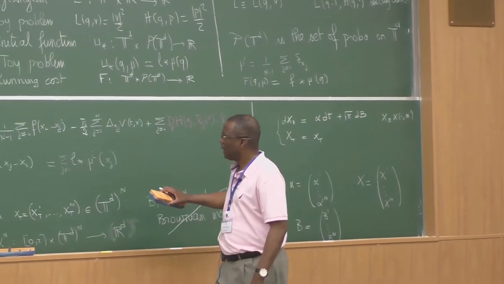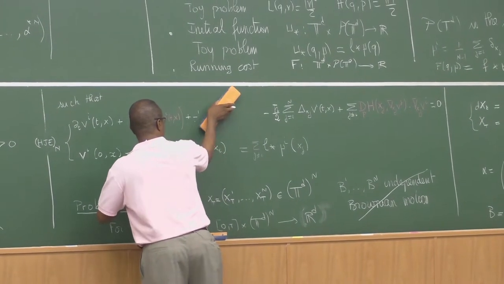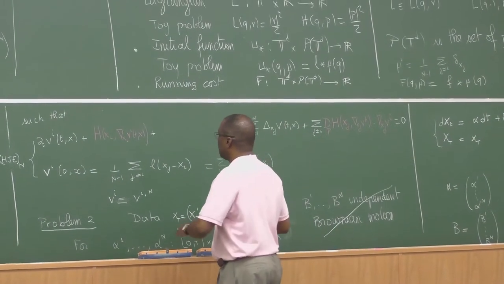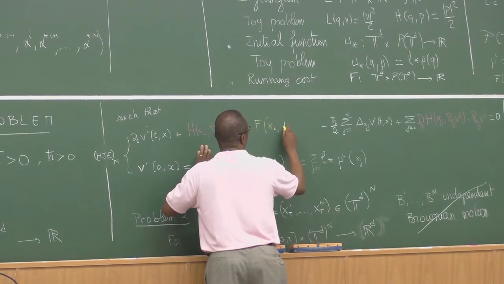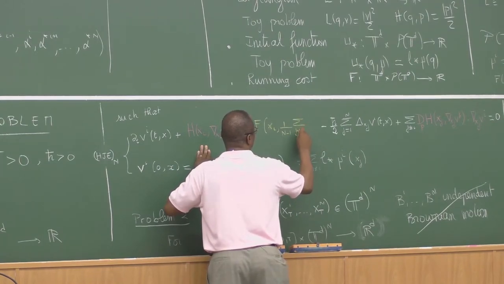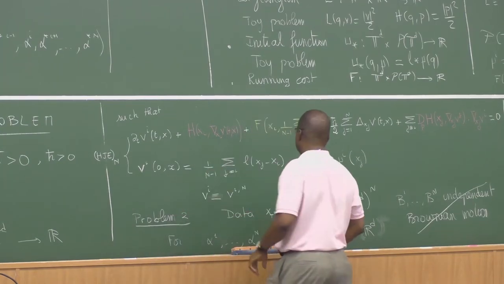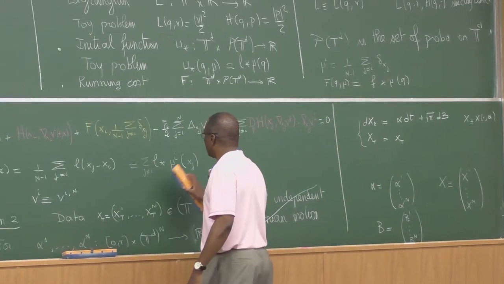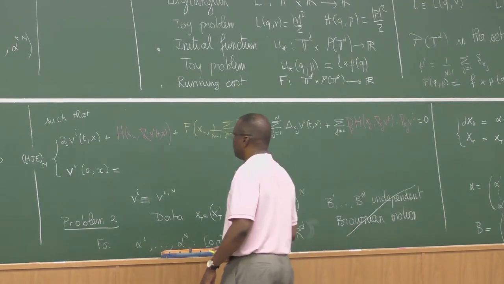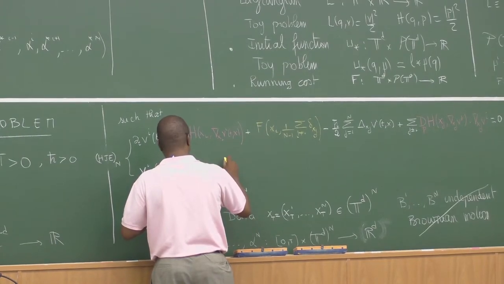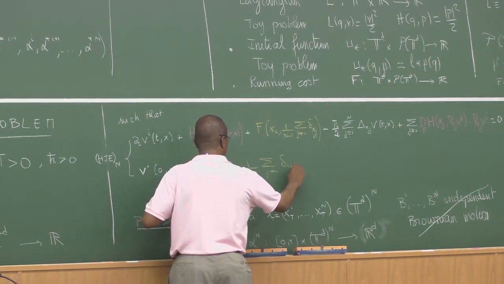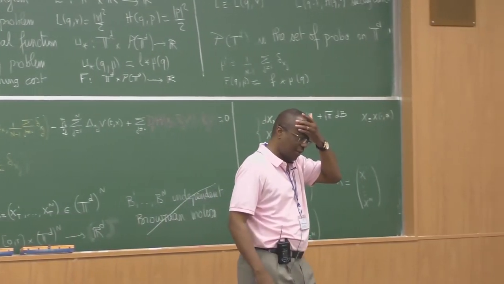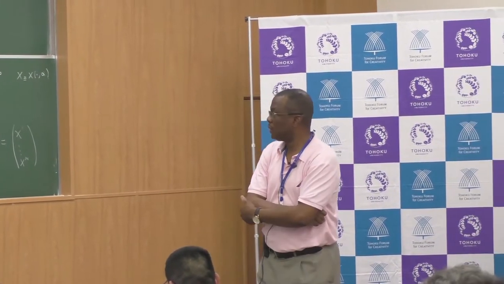And then I am going to replace this by F of SI, 1 over N minus 1, the sum over J not equal to I, delta SJ. And I am going to replace that by U star of SI, 1 over N minus 1, the sum over J not equal to I, delta SJ. So this is the general setting for the class of mean field game problem we are interested in.